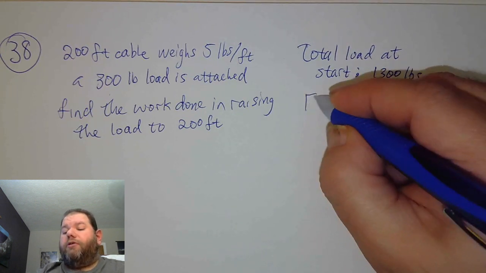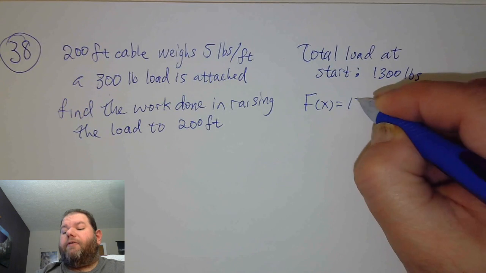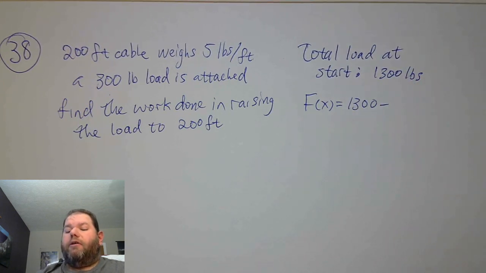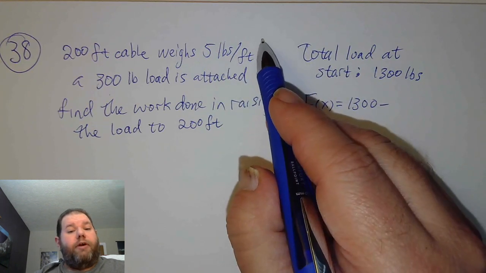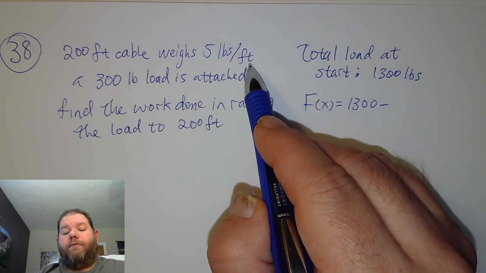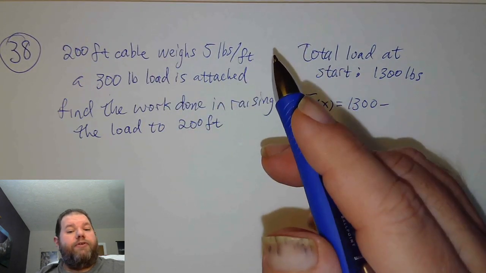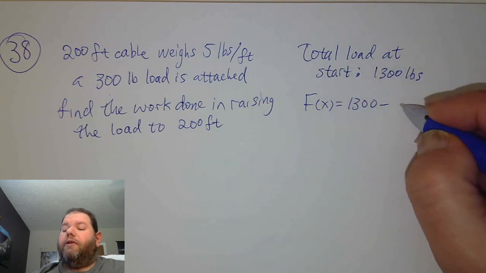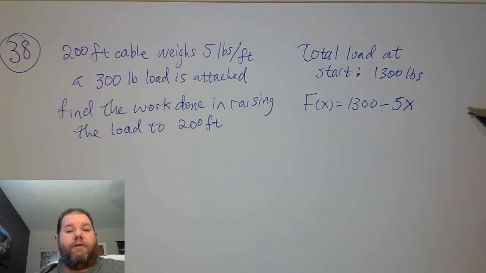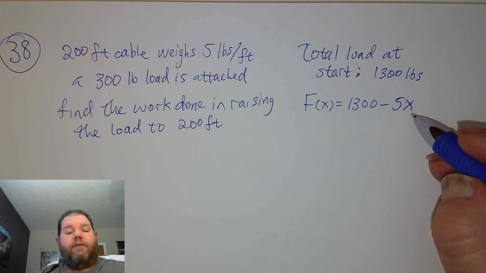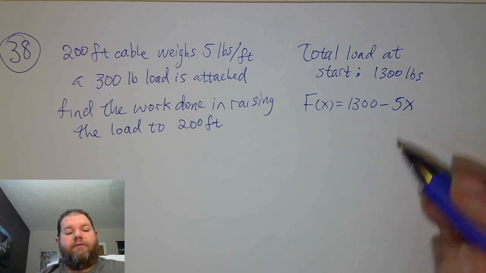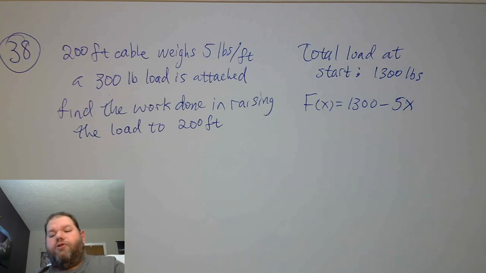Now our force function, that means we'll start with 1,300 pounds of weight attached to the winch, but every foot that we wind up, we lose the 5 pounds per foot that the cable weighs, because the less cable that's hanging from the winch, the less load it's carrying. So we're losing 5 pounds for every foot. So after x number of feet, we've lost 5 times x pounds from the load that's hanging from the winch. So that's how we set up that force function.